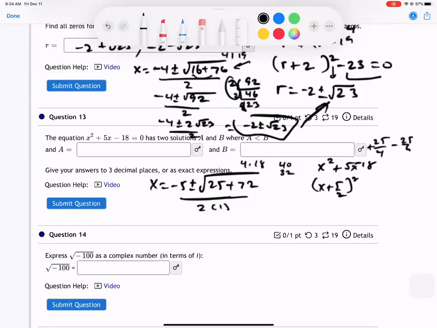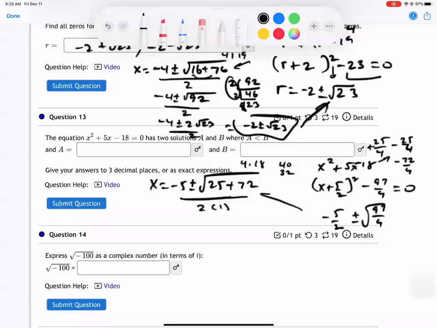So we're going to combine 18 to become a 4. 4 times 18 is 72. We did it over here. So we're going to say minus 72 over 4. Combine those together, we end up with 97. Yeah, 97. So minus 97 over 4 equals 0. Let's go ahead and kick stuff over. Square root of 97 over 4, plus and minus, negative 5 over 2.